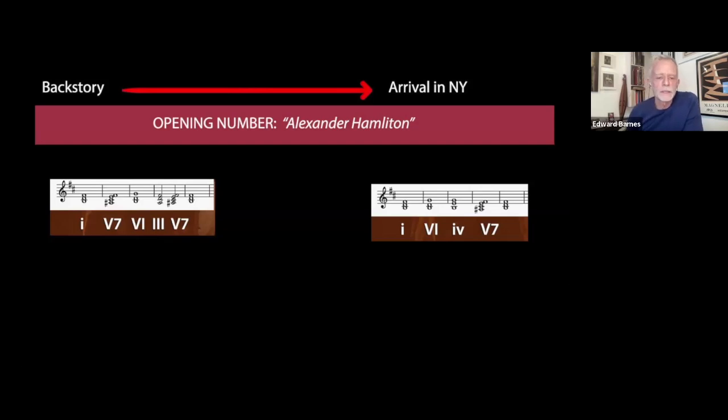In order to tell his story, he provides two different chord progressions. One chord progression represents the foundation of the backstory, the part that happens to Hamilton before he gets to New York. And the second chord progression starts when Hamilton gets to New York. So the first one sounds like this. This is the backstory.